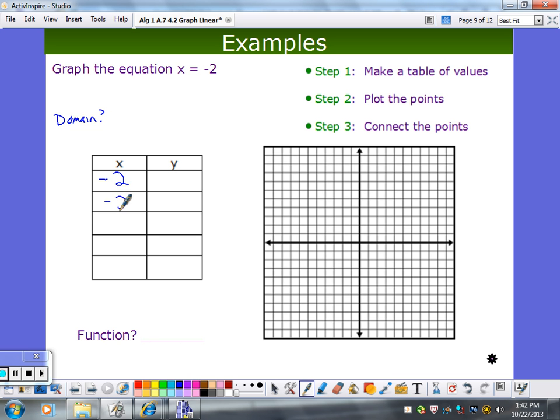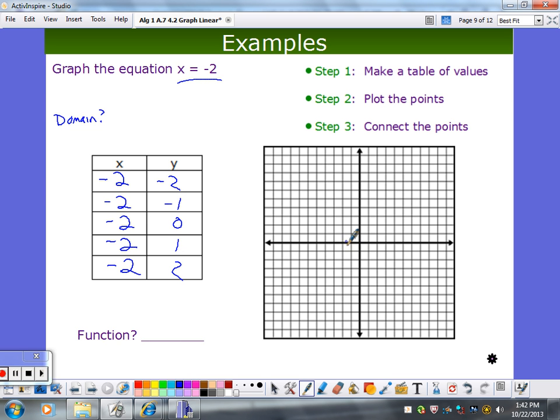-2. Wait, I can't control my hands. I know I should be writing -1, 0, 1, 2. Why am I not doing that? What's happening? It's shouting at me, X is -2. I don't care what you say, X is -2. Does it give me any information about Y? No. Then I don't care. Pick anything you want for Y.